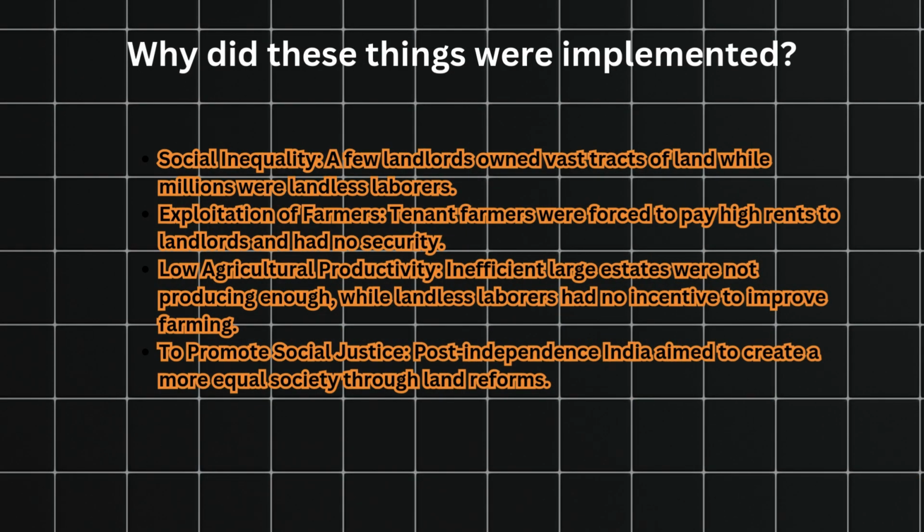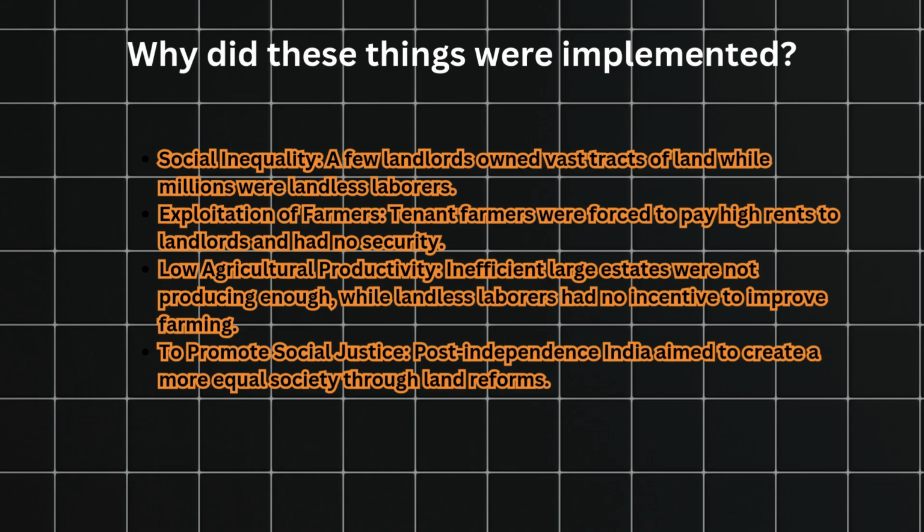So, why were these land reforms implemented? The first reason is social inequality, as few landlords owned vast tracts of land, while millions of landless laborers worked on that land. There was also exploitation of the farmers, as tenant farmers were forced to pay high rents to the landlords but did not get their agreed upon deal of protection.